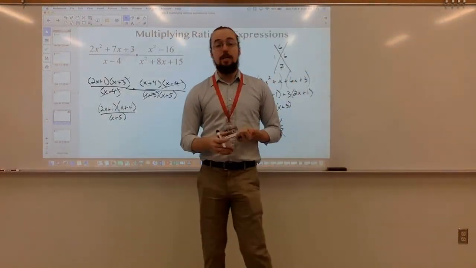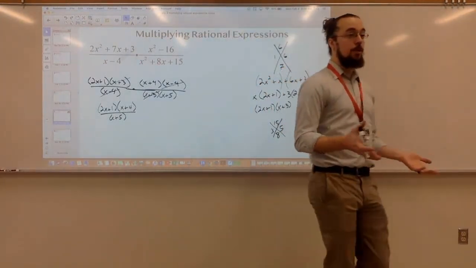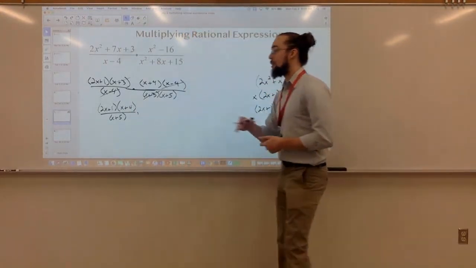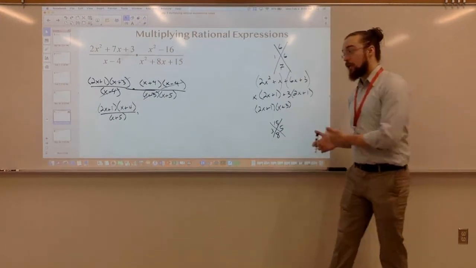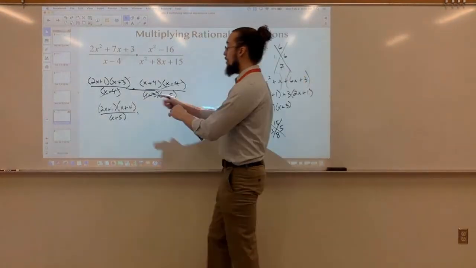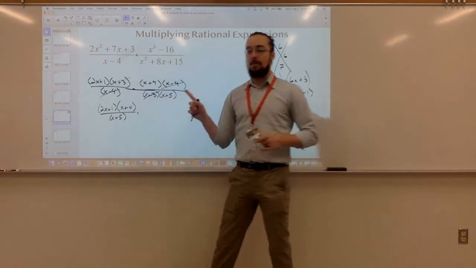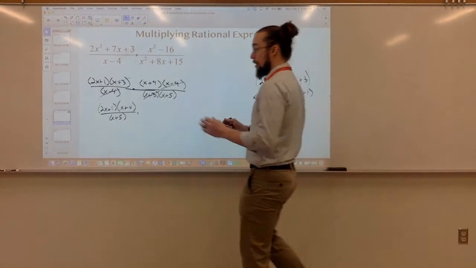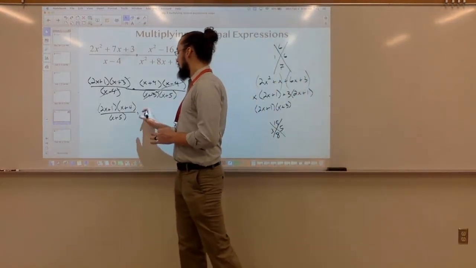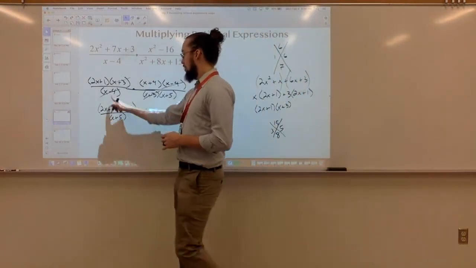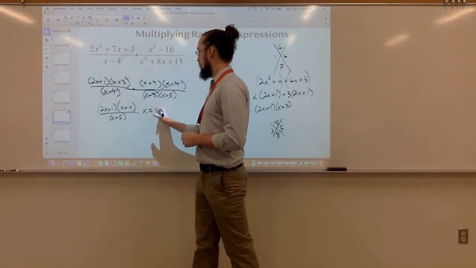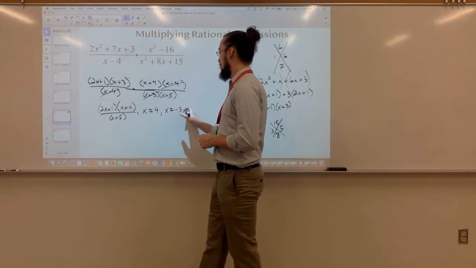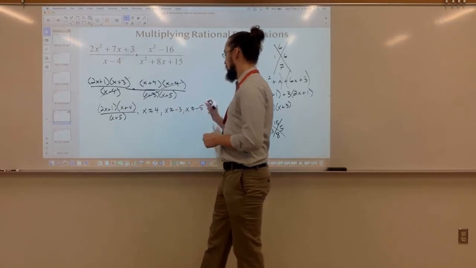Now we still have to state our restrictions, just like we've been doing. So we want to look at our rational expression before we did any canceling. I've got 3 factors in my denominator, and remember, we're only looking at the denominator for restrictions. So I'm going to have 3 values that x cannot equal. X cannot equal 4 from this factor. X cannot equal negative 3. X cannot equal negative 5.